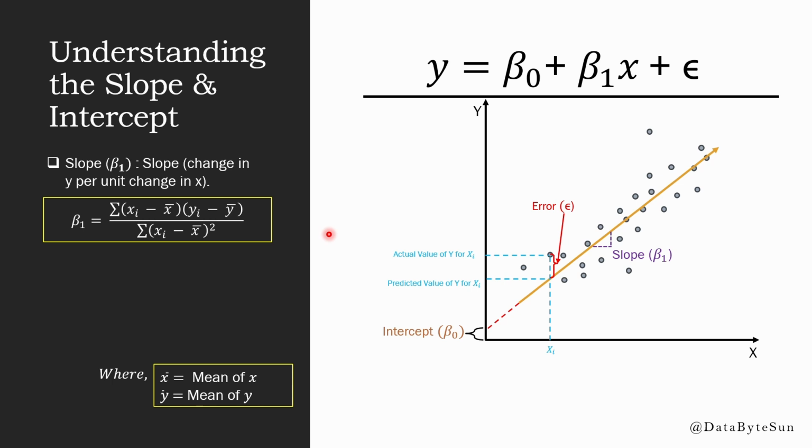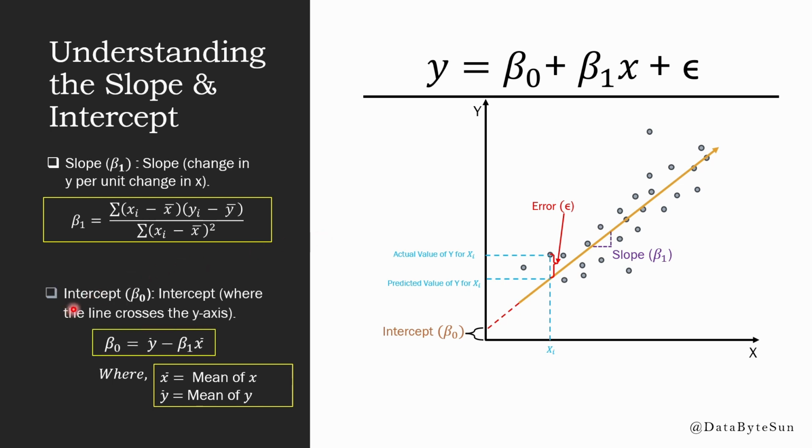The intercept, which we call beta naught, is where the line crosses the y-axis. This is the starting value of y when x is 0. We calculate the intercept using this formula, beta naught equal to y bar minus beta 1 x bar.